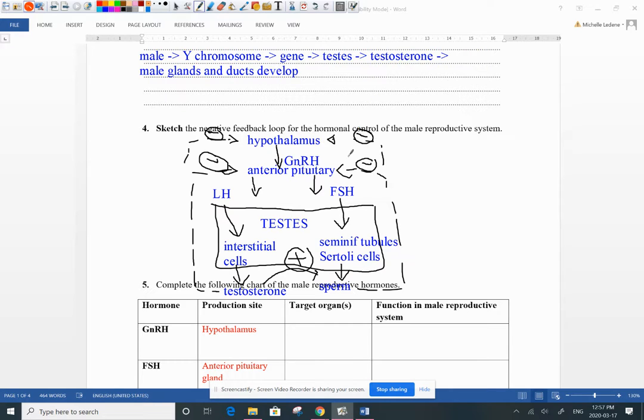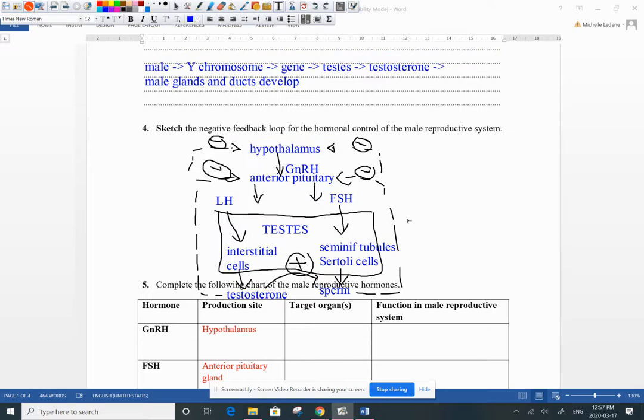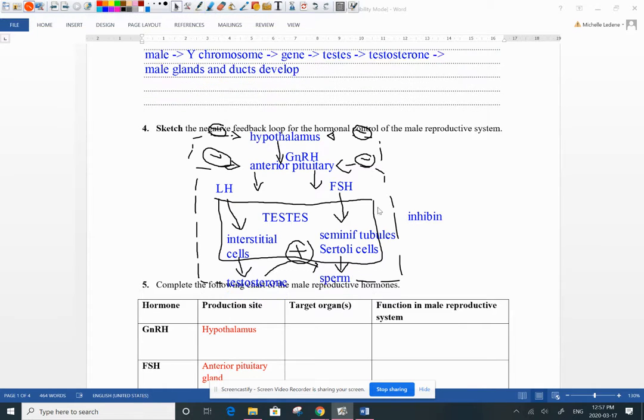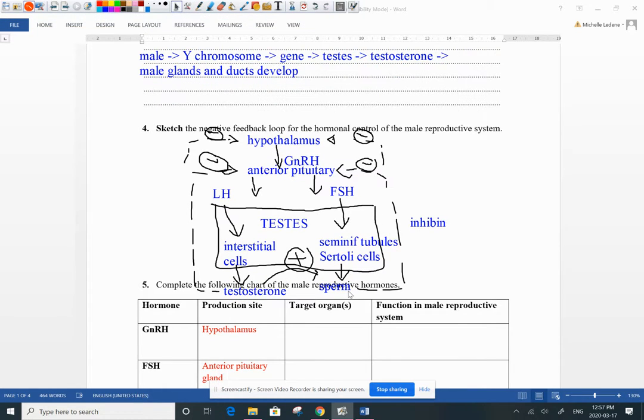And in fact, when sperm levels get high, there is the release of an inhibitory hormone. You're going to like this one. The name is inhibin. Great name. Inhibitory hormone, inhibin, to decrease the amount of sperm production. So there's our two negative feedback loops, showing both. And remember this one, FSH, seminiferous tubules, Sertoli cells, sperm production. So this should help you to finish up the rest of this booklet.